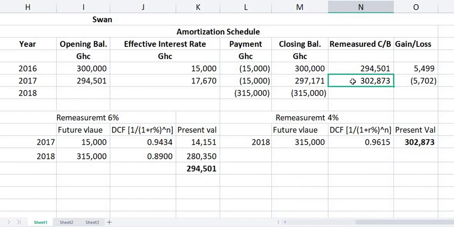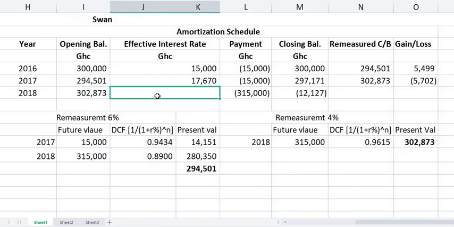Since the remeasured balance is more than the closing balance, it is a loss, because an increase in liability is a loss. Now our remeasured balance will become our opening balance, so that's 302,873. Then we charge effective interest using the 4%.